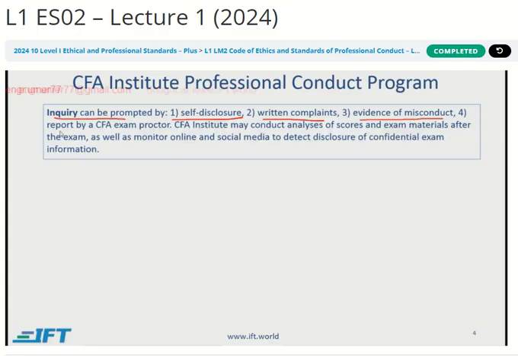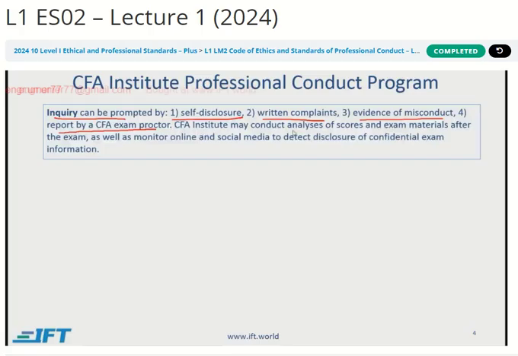And the fourth one is perhaps the most common: report by a CFA exam proctor. When you are taking the exam, you will be given some very specific instructions. For example, at the end of the exam, you'll be asked to put down your pens and close your answer booklets. If anyone does not follow those instructions, the exam proctor will report you to the CFA Institute. So this happens quite often. Make sure that you are careful.